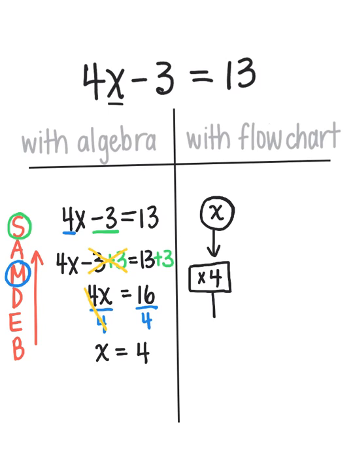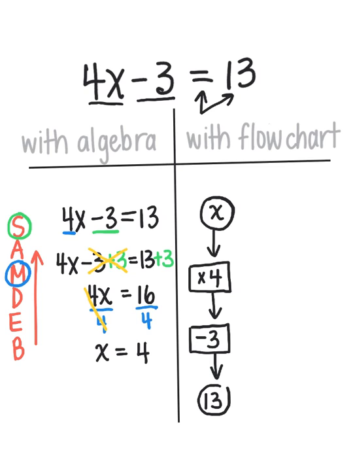Then I look again and see, after the x has been multiplied by 4, what's happening to it? In this case, it's being subtracted by 3. So that will go in our next box. The next two steps are kind of the easiest. We look and see, after you do 4 times x, subtract 3, what's the result? For that, you look at where your equal sign is and look at whatever is on the other side of the equal sign. In this case, we're going to have a 13 at the bottom of our flowchart.